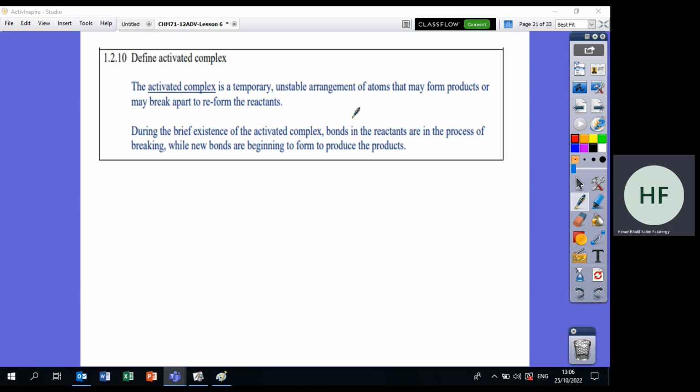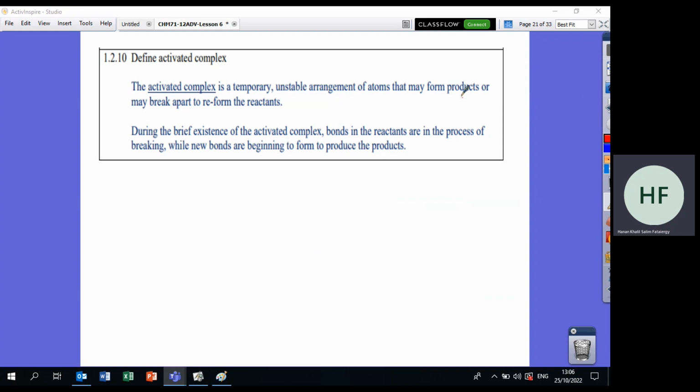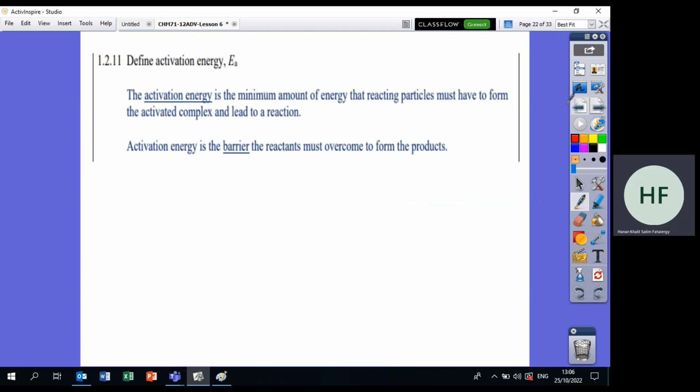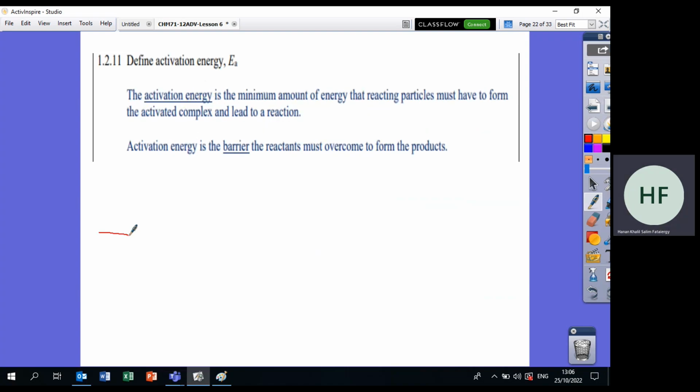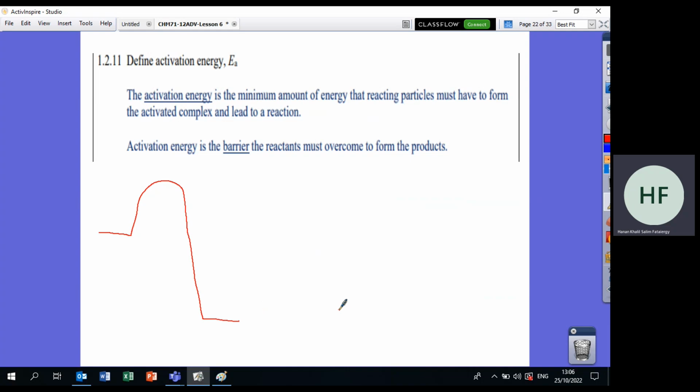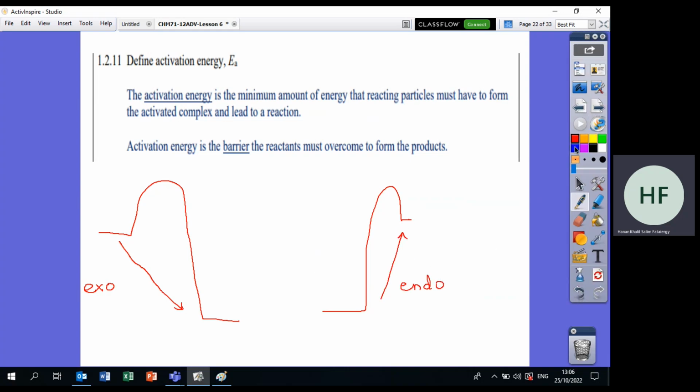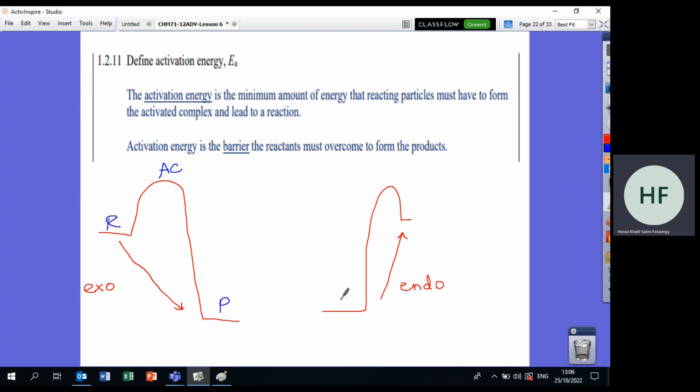Okay, now what is the activated complex? It is unstable. It forms between products and reactants. Okay, now what is the activation energy? If you remember, we spoke about these graphs before, and we said there are two types of graphs. This one is losing energy, so this is exothermic, and this one is gaining energy, so it is endothermic. And if I want to label, this is R, this is AC, this is P, this is R, this is AC, and this is P.